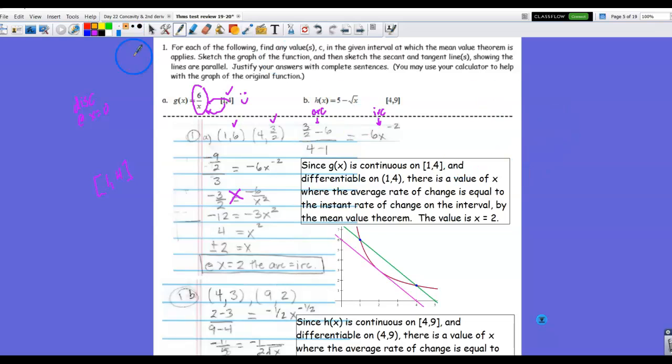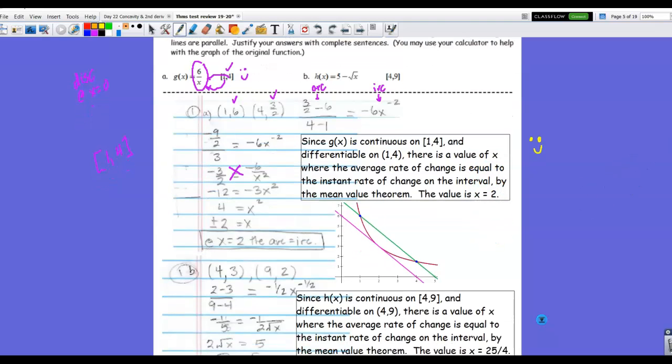So here's my write-up, and the write-up is going to be important for your test. Since g, be specific, not the function, since g, original, is continuous, be specific, on the closed interval 1 to 4, and has a derivative on the open interval 1 to 4, there is a value of x where the average rate of change is equal to the instant rate of change by the mean value theorem, and that x value is 2.